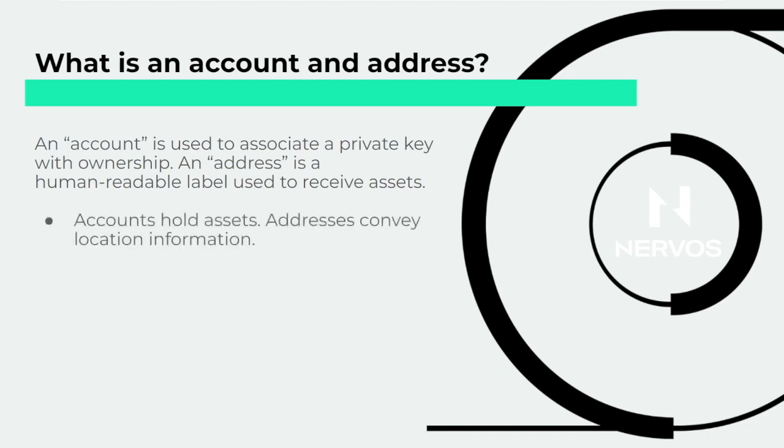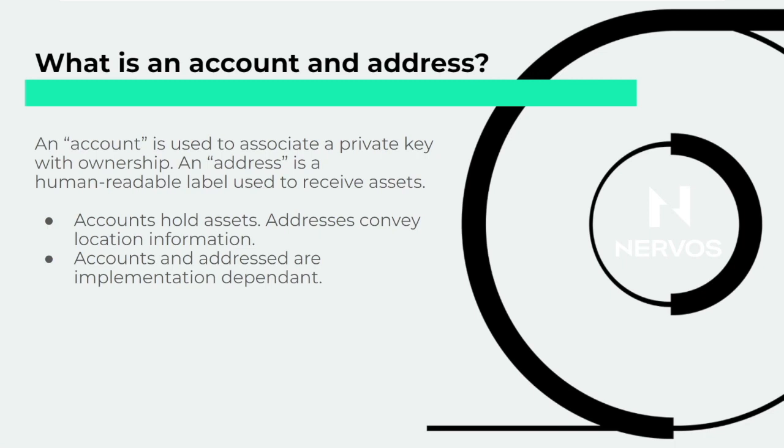So accounts hold assets, addresses convey location information. I think that the easiest way to picture this is maybe a safety deposit box at a bank. The safety deposit box itself would be your account. It holds assets, multiple assets. Whatever you want to protect, you can put into the box. And addresses convey location information. That would be the number on the safety deposit box. And you could, in theory, go to the teller and ask where is the location of this box, and they'd be able to point you to it.